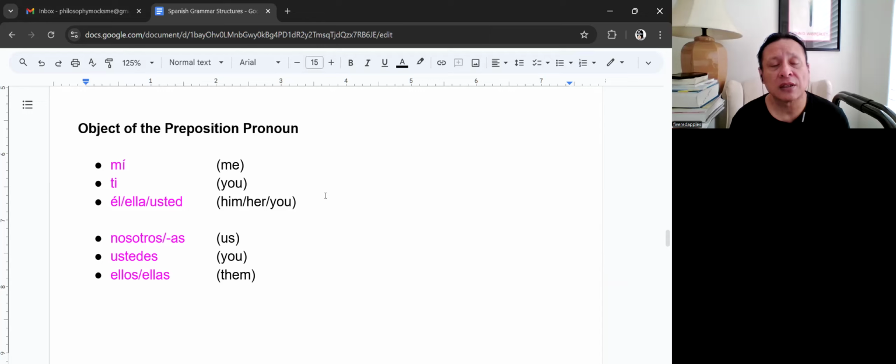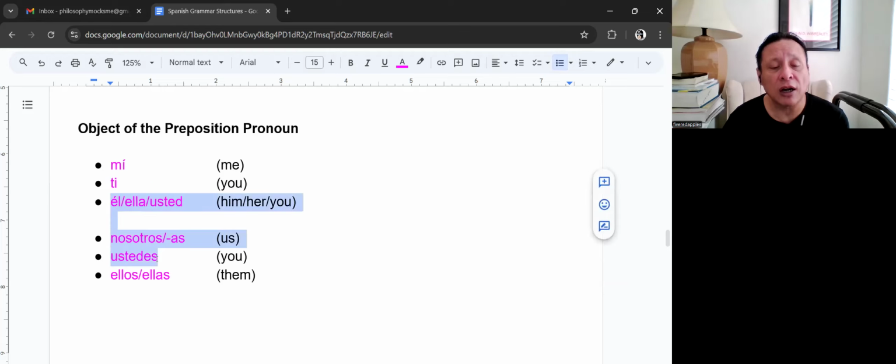Remember that the indirect object had the me, te, so did the direct object, me, te. The object of preposition has the I in Spanish, which is pronounced like E. So mí corresponds to me in English as an object of the preposition. Ti corresponds to you in English as the object of the preposition. If it's just the direct object, it's not ti, it's te. If it's the indirect object, it's not ti, it's te. But if it's the object of the preposition, it's ti. And then the rest is easy.